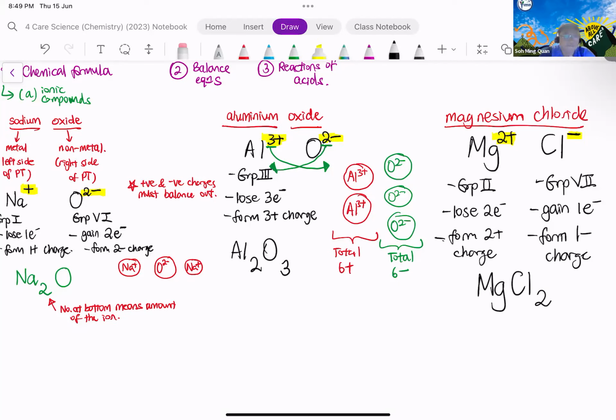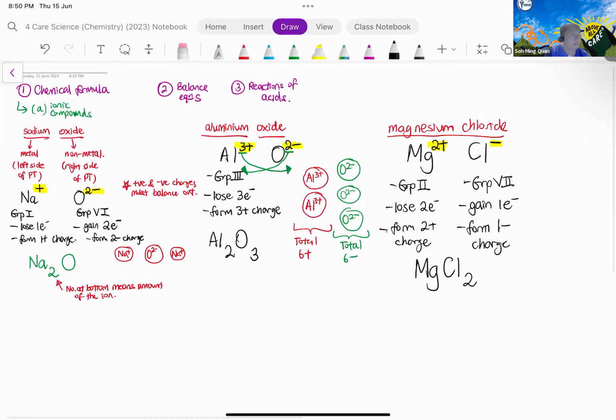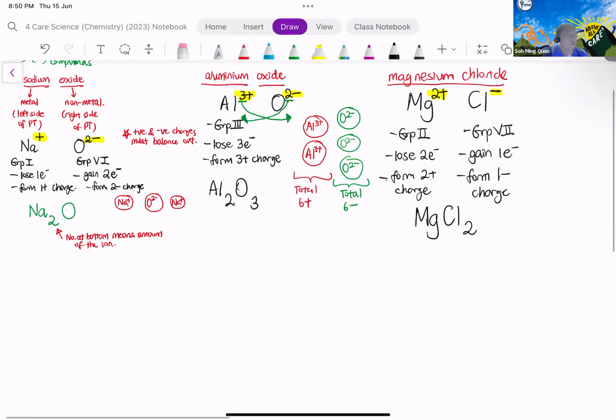Okay? So in summary, these are just simple ionic compounds. In summary, you must write out the positive and negative charges out first before you end up with the final formula. And the charges can be deduced from the group number. So as you saw today, group 1, 1+ charge.